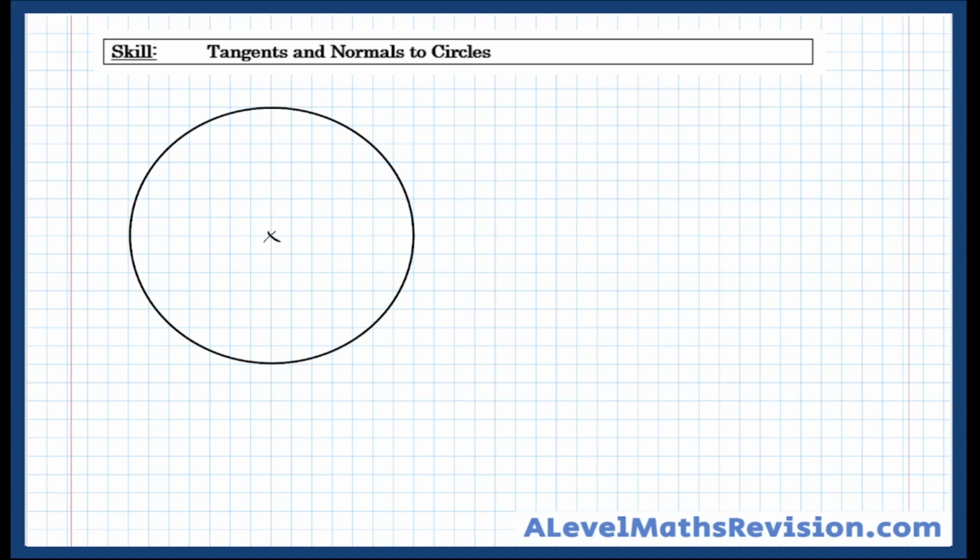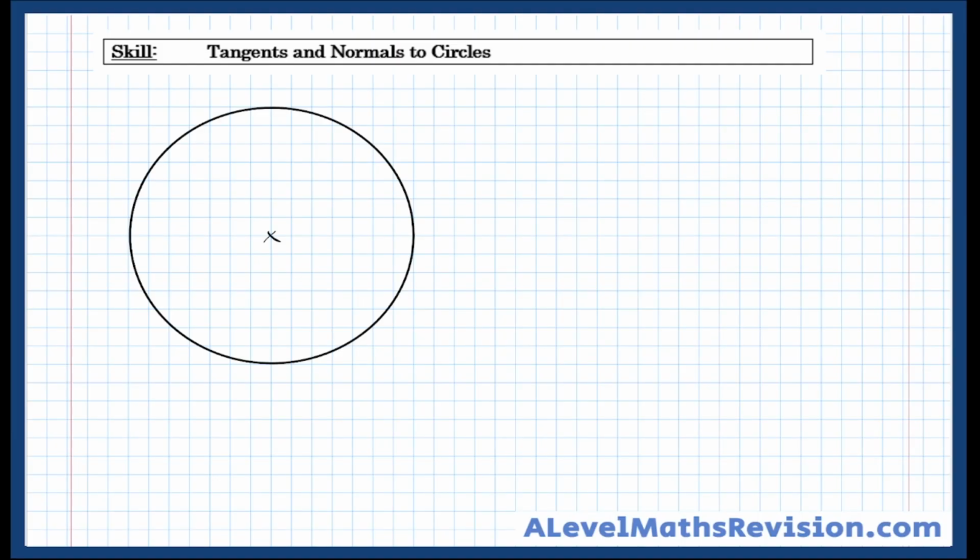In this lesson, we're going to have a look at tangents and normals to circles. So what does the word normal actually mean? Well, normal means at right angles to. So the normal to a circle would be a line that's at right angles to the circle. But the circle's curved, so how can we possibly visualize what something perpendicular to a curve is?